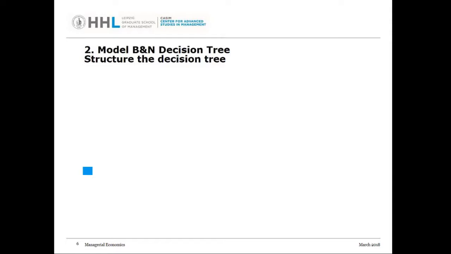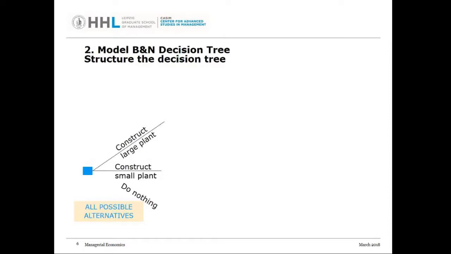So there is the blue square, and it says that the firm can either construct a large plant or construct a small plant. Good. This is what the description said, but in fact, the firm can also do nothing. In this case, it means they don't construct any plant at all. And this is also an alternative. You have to list all possible alternatives. In more complex problems, you list all relevant alternatives, because otherwise you wouldn't really move forward.